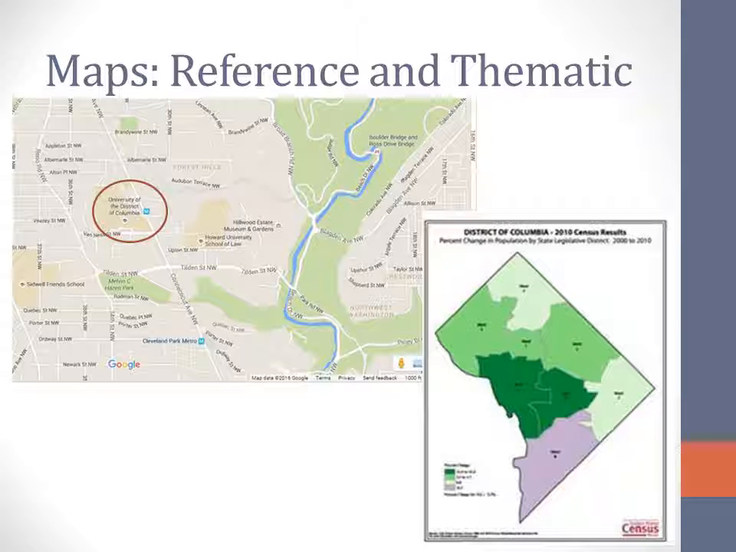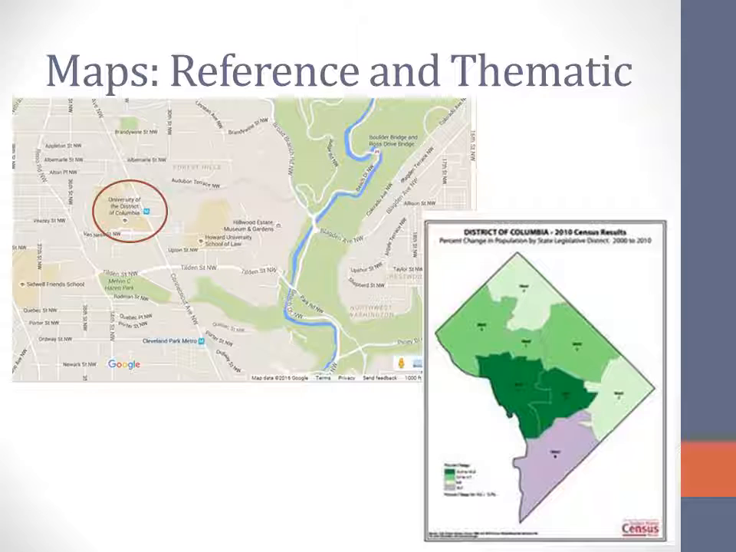Often the geographic information collected as we respond to our question is presented in the form of a map. We explored several types of maps last week. Maps are used for reference, so to determine where things are located, and for the communication of the distribution of some feature or features. The reference map on the top left shows the location of the University of the District of Columbia on Connecticut Avenue within the District of Columbia.